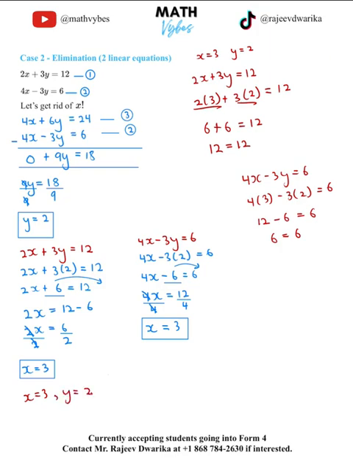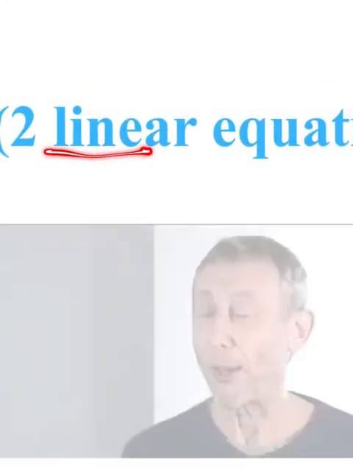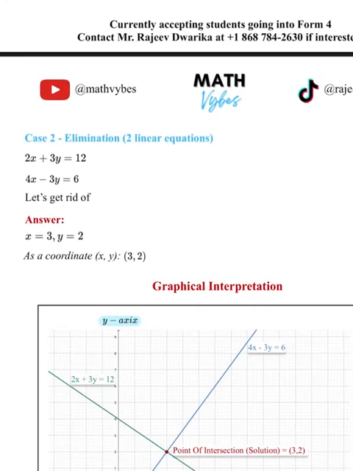If you wanted to write the answer as a coordinate, remember it's x first, then y. So you'll write (3, 2). And this represents the point of intersection if I plot the graphs. Now let's look at the graphical interpretation. If I were to plot these two graphs, obviously I'll get lines because they are linear equations. Linear line. Line. Nice. It's in the name, guys.